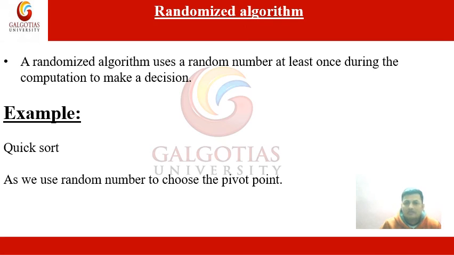Then randomized algorithms use a random number at least once during the computation to make a decision. For example, in the case of quicksort, we use a random number to choose the pivot point or to choose the pivot element.